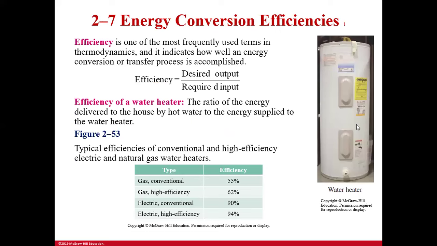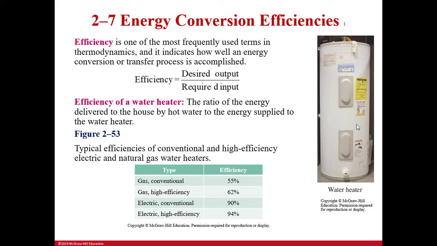Efficiency is one of the most frequently used terms in thermodynamics, and it indicates how well an energy conversion or transfer process is accomplished. Efficiency is desired output by required output. Efficiency of a water heater is the ratio of energy delivered to the house by the hot water to the energy supplied to the water heater. So here are some typical efficiencies.